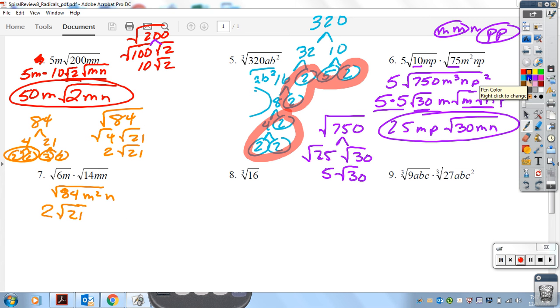Let's continue going. Square root of m squared is m, because it's a pair, and rad n remains rad n. Under the radical is square root of 21n, and this is 2m. So 2m rad 21n.